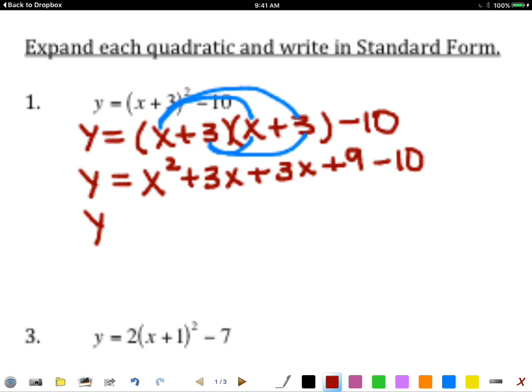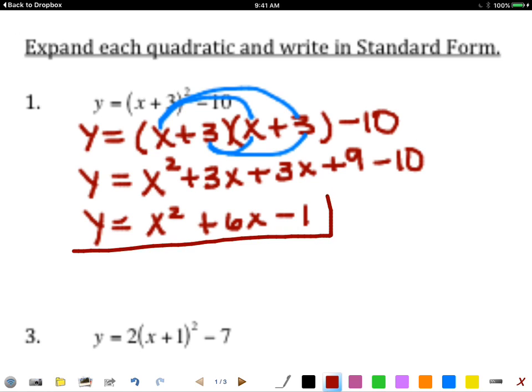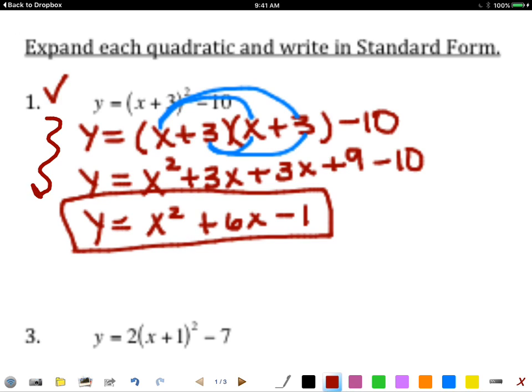Okay, so then we have y equals x squared. There are no other x squareds. We have a 3x plus a 3x, which would be a positive 6x, and then we have 9 minus 10, -1. That is now in standard form. So we went from vertex form all the way down to standard form. V for vertex down to standard form. That is very easy, okay?